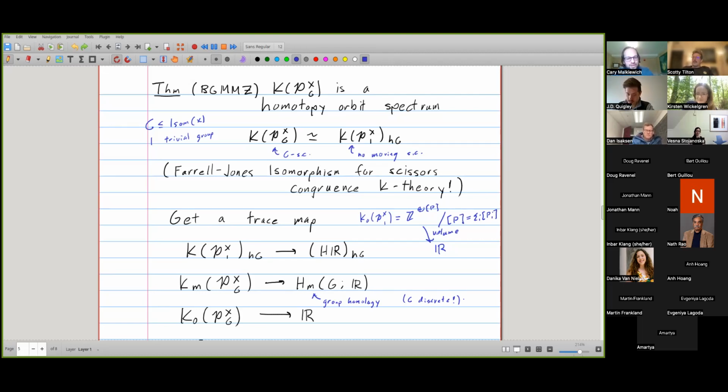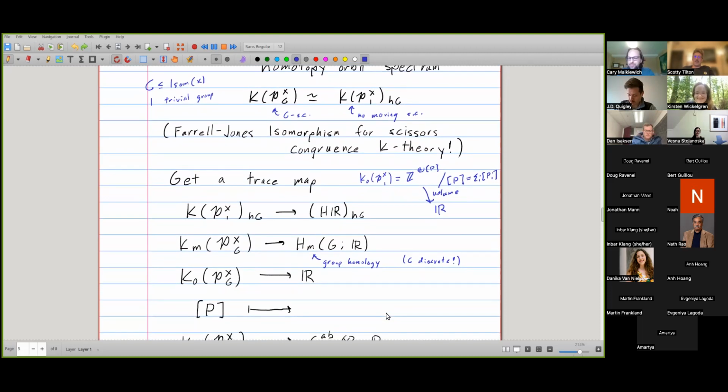Okay, so at level 0, this is mapping us from the classical Scissors Congruence group to R. But that's pretty boring, right? That's just going to take every polytope to its volume. We kind of already knew that that was a homomorphism out of the scissors congruence group.